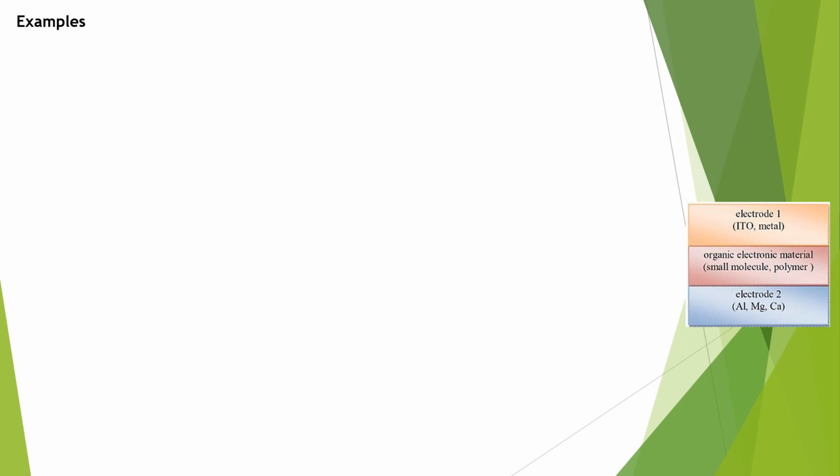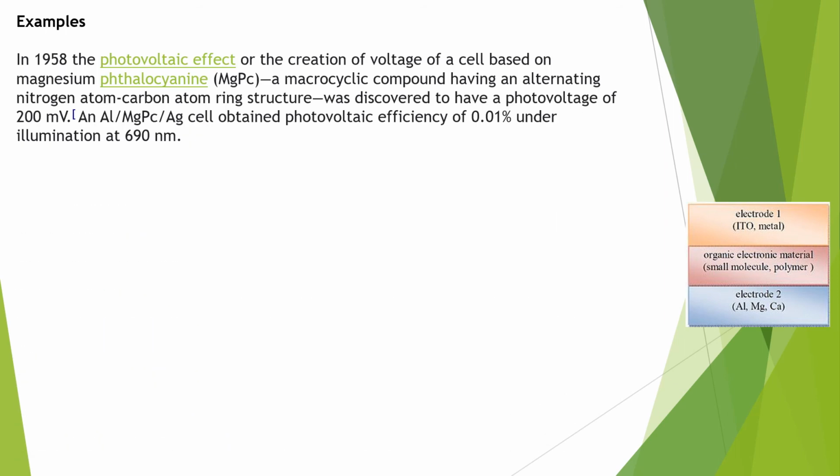Examples of single layer organic solar cells are, firstly, the pair aluminium and silver: aluminum as the first electrode, silver as electrode 2, and magnesium phthalocyanine as the intermediate layer. This will be the first type of cell, which has an efficiency of 0.01%.